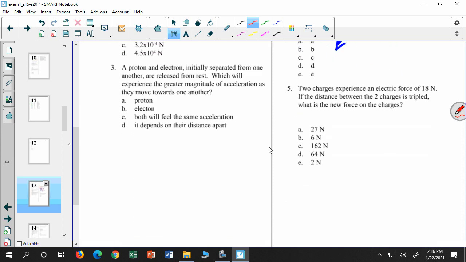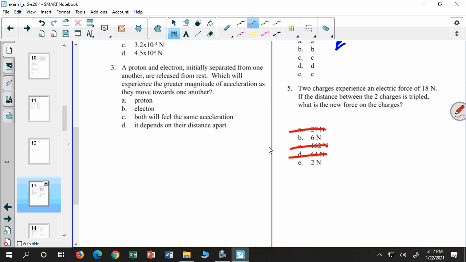Oh, number 5 is a good one. This comes straight from the concept test. If I experience a force of 18 newtons and then I triple the distance, what is the new force on the charges? If the distance is getting bigger, what's happening to the force? It's decreasing, so I know it can't be that, or that, or that. It either has to be B or E.